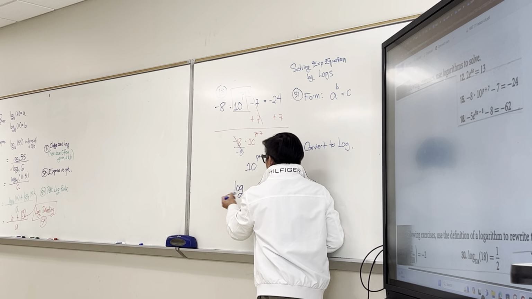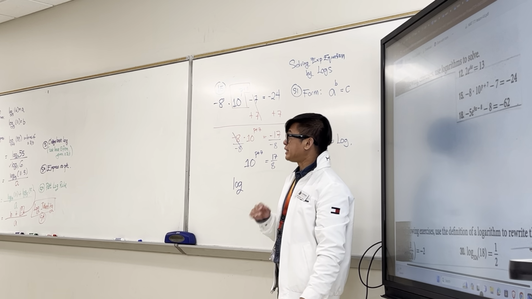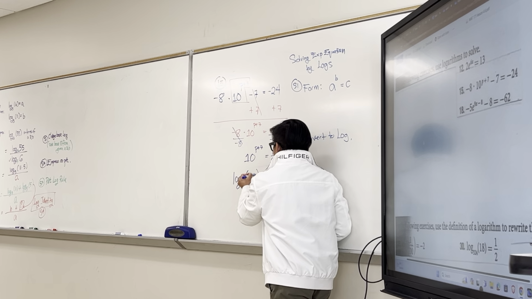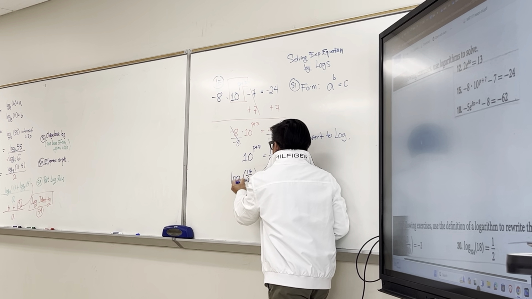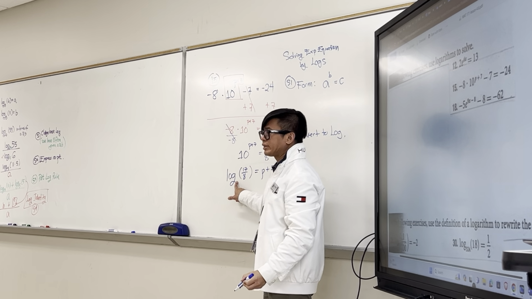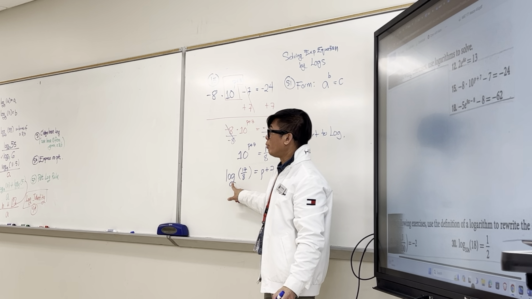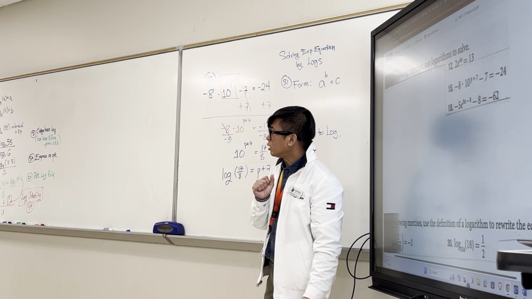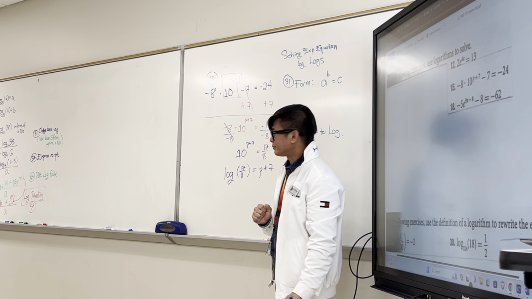Logarithm, what's the base? 10. So it's a common log, of 17/8 is equal to p plus 7. As you may notice, I didn't write the 10 anymore because it's a common log. Automatically, it's base 10. Are we good?